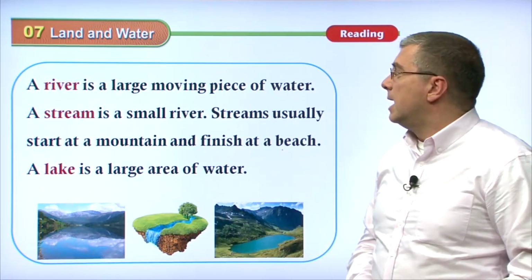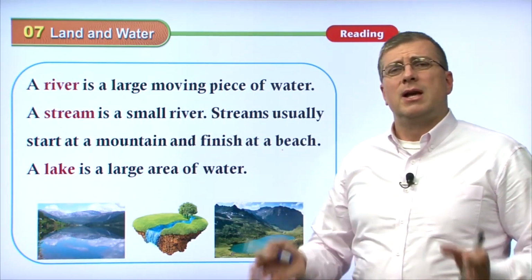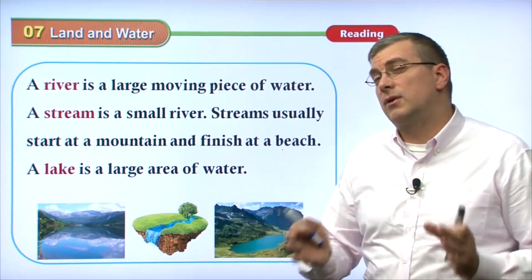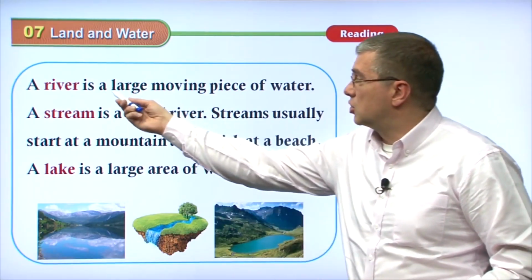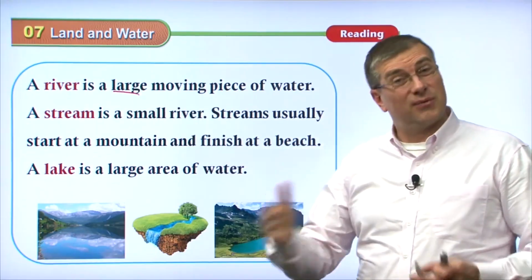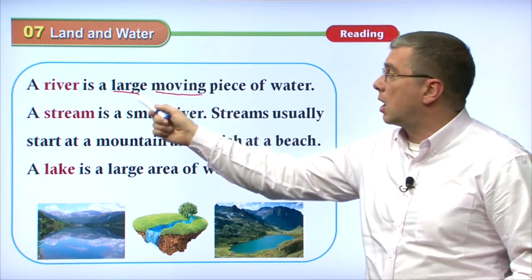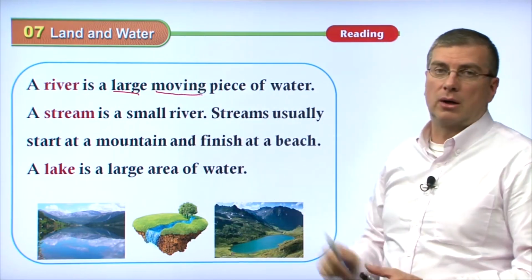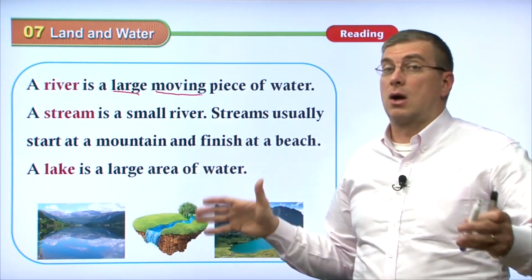Okay, let's move on. Another feature of the land is a river. Now remember what we talked about. What makes a river unique, different from, for example, a stream? It's large. What makes a river different or unique from a lake? It's moving. So a river is a large moving piece of water.